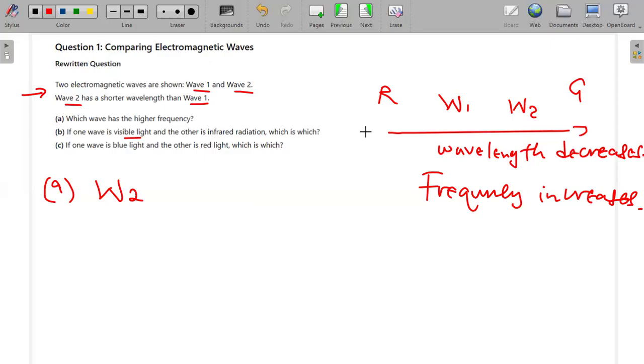Come on, guys. You didn't see the electromagnetic spectrum that I put there. Which one came first between the visible light and the infrared radiation, if I'm moving from the radio to the gamma?